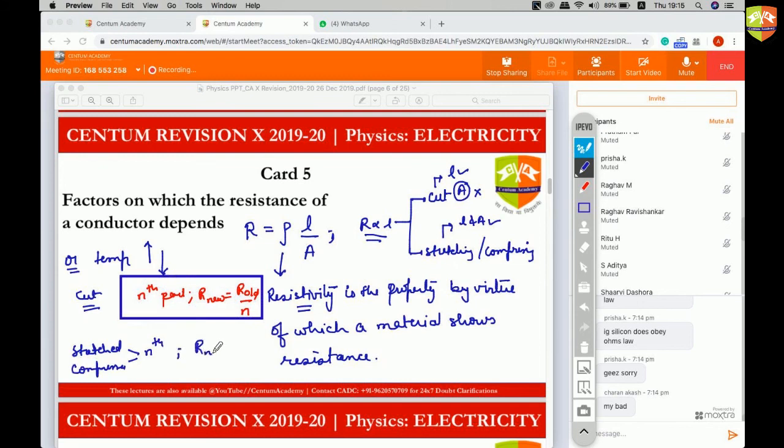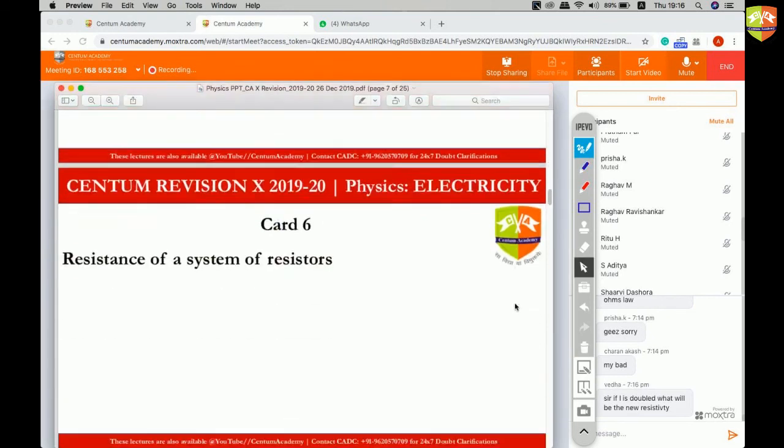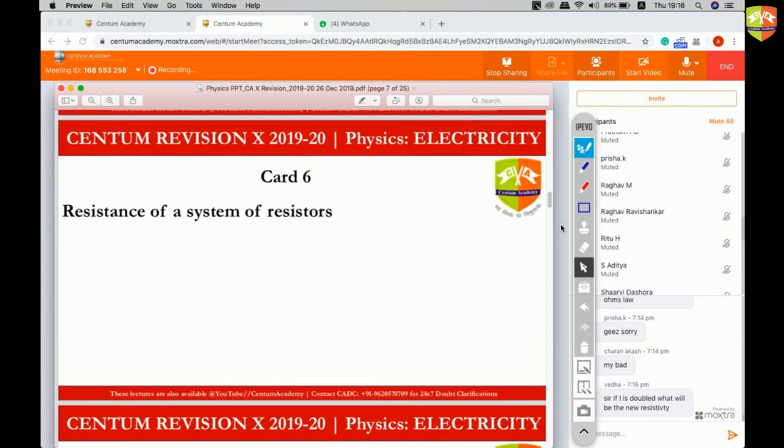If stretched or compressed in any way to n times, then R new will be equal to n square times R old. I am talking in terms of stretching. When you compress, you will be making it half, so it will be 1 by 4 times the R. Pretty obvious. We have sample questions attached over here, so it will be easy for you. This is about the factors on which the resistance of a conductor depends. Clear? Easy? Can we proceed?